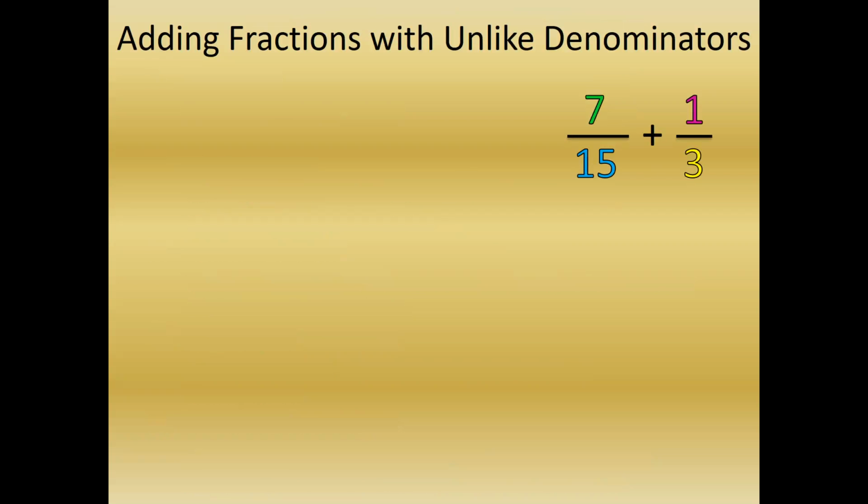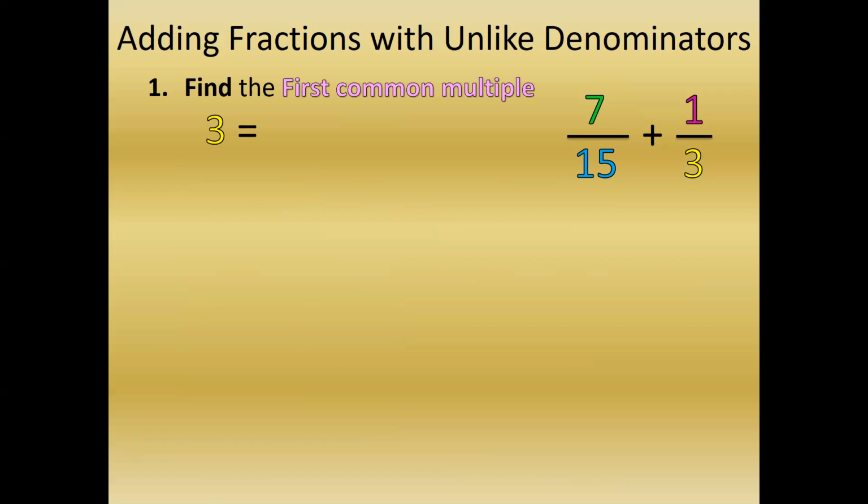First we're going to start off with the simple question of 7/15 plus 1/3. Because the denominators are not the same, we can't just add them up like a regular addition problem. We first have to change the denominator of one of them so that they are the same. So the first step is finding the first common multiple.